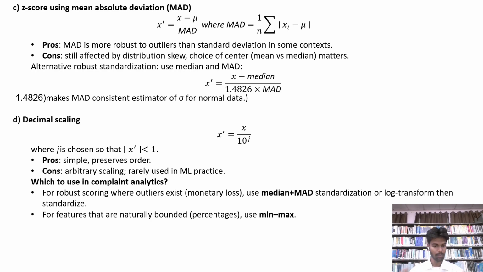So which to use in company analytics? It comes in the norms format. For robust scoring where outliers exist, such as monetary losses, use median plus MAD standardization, or log transform then standardize. For features that are naturally bounded, like percentages, use min and max.